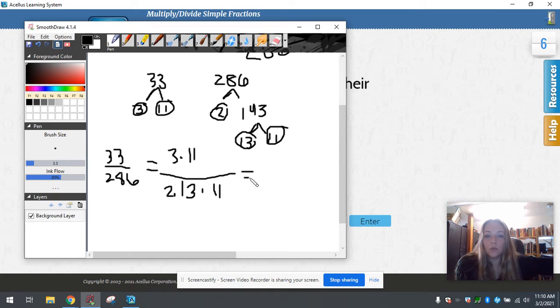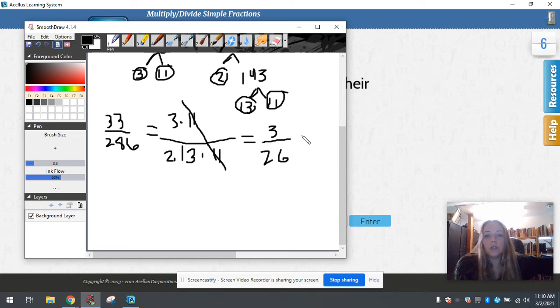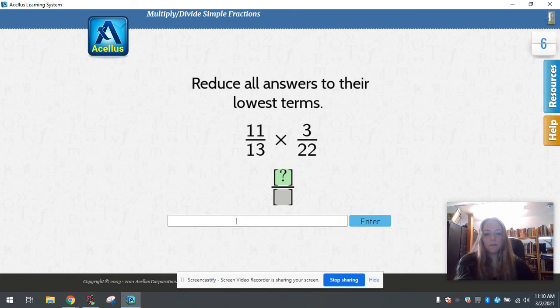Now, here's the trick. Here's why we did this. If we have a prime that matches on the top and bottom, we can chop it off, cross it out, and that's how we're going to reduce. Once we have no more matches to cross off, then we see what's left. So on the top, I have a 3 left. There's no more matches between the top and the bottom. On the bottom, I have 2 times 13 left. 2 times 13 would give me 26. So this reduces down to 3/26.